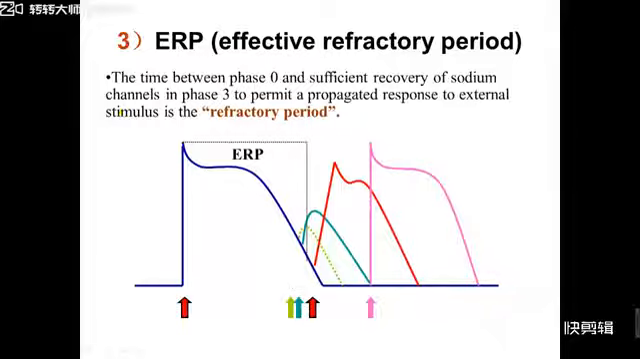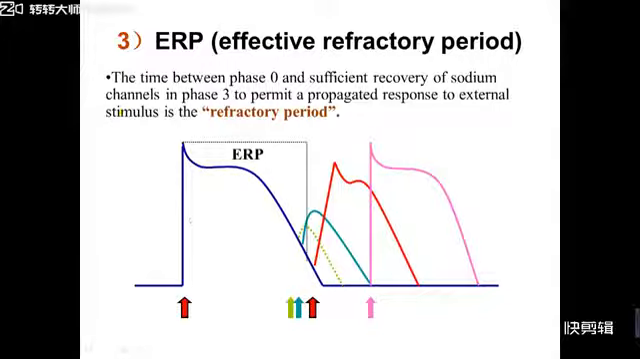Next characteristic of cardiomyocytes is ERP. The full name of ERP is effective refractory period. ERP means the time between phase 0 and sufficient recovery of sodium channels in phase 3 to permit a propagated response to ectopic stimulus. That is the refractory period. So from this sentence, we know the ERP, effective refractory period, is from phase 0 to phase 3.